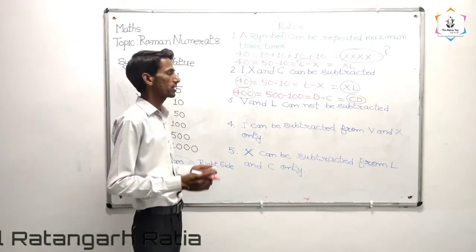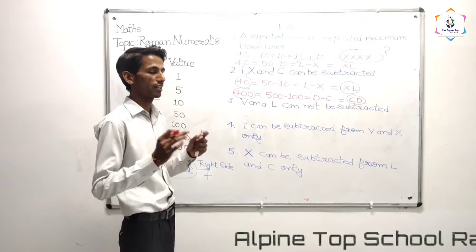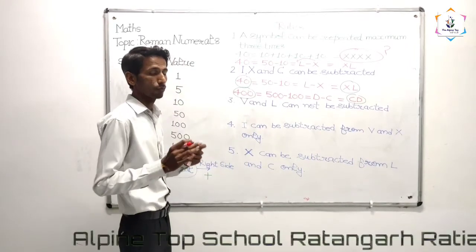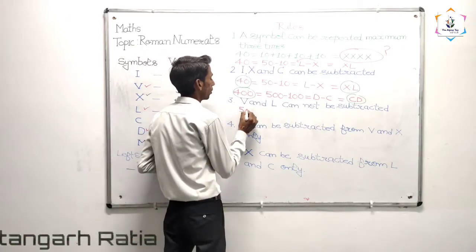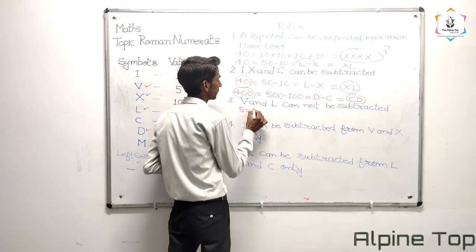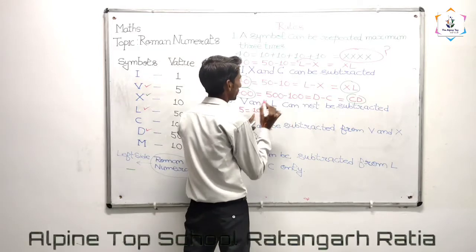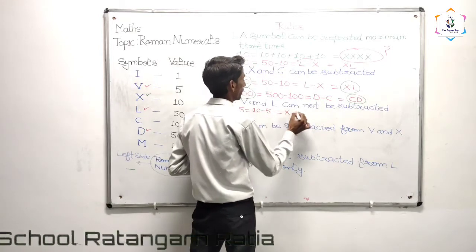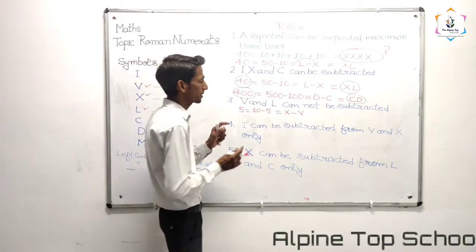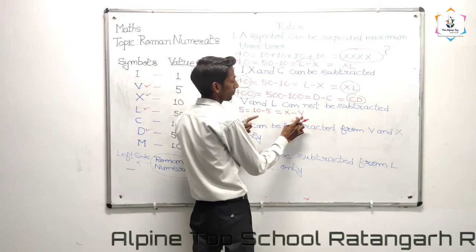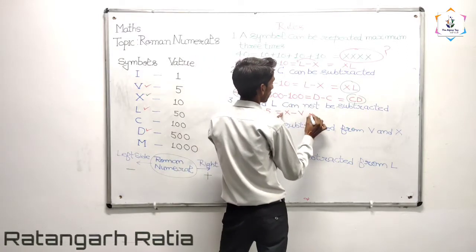The next rule, dear students, see rule number 3. V and L cannot be subtracted. V and L cannot be subtracted. Just imagine, I am going to write some examples. See, just imagine I want to write 5. Obviously, dear students, you could write 5 like 10 minus 5. It means for 10 we have the Roman numeral symbol X, and for 5 there is V. According to the rules of Roman numerals, if I am subtracting any Roman numeral from another, I have to write that on the left hand side of that particular Roman numeral.